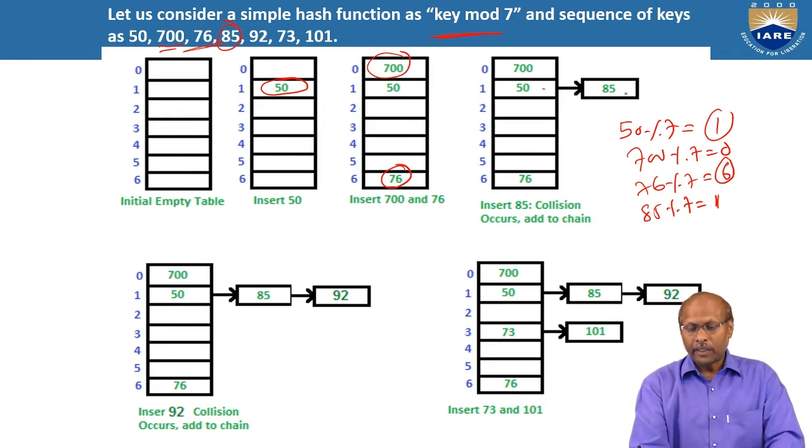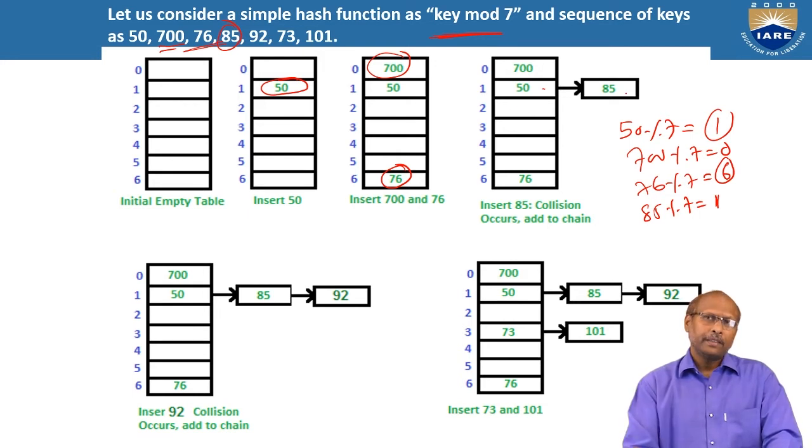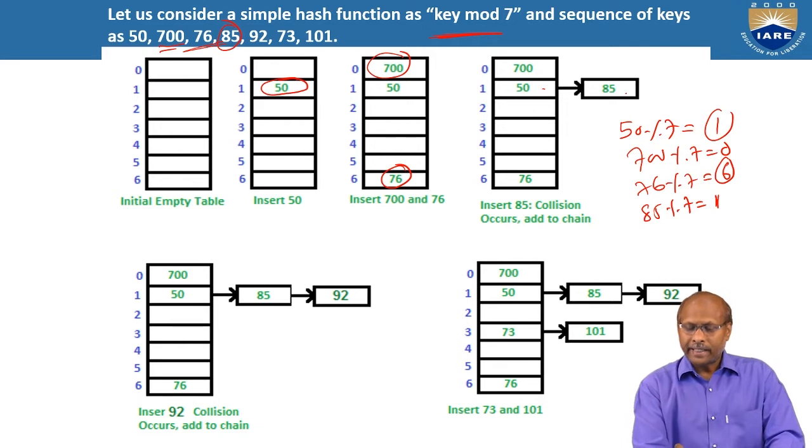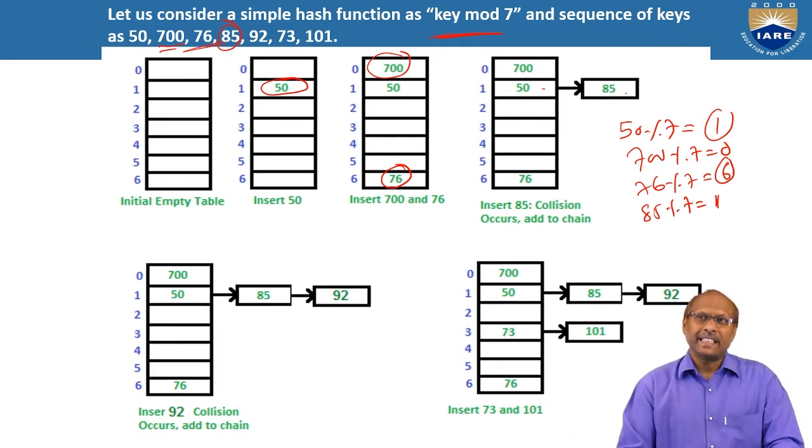So it will go to the 1st position and it creates a link because it is maintaining a linked list. So from 50 it is pointing here. That means 50 and 85 both are pointing to the same index. Generally it is supposed to be a collision.